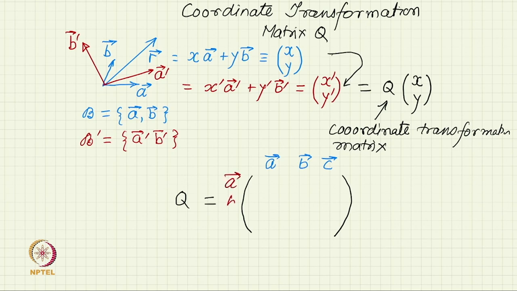And you have the red A prime, B prime, C prime. So, you have to write A in terms of its components in A prime, B prime, C prime. So, that is your first column. So, first column is A expressed as its A prime component, B prime component and C prime component. Similarly, B expressed as A prime, B prime and C prime, C expressed as A prime, B prime and C prime. So, that way you set up a Q matrix.